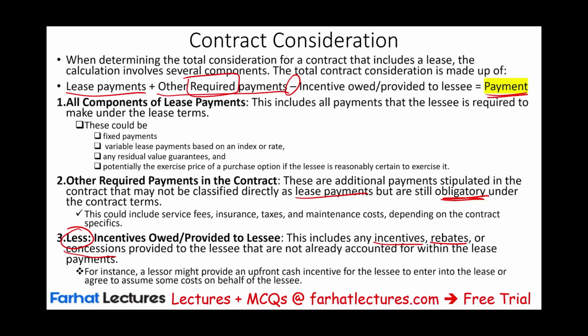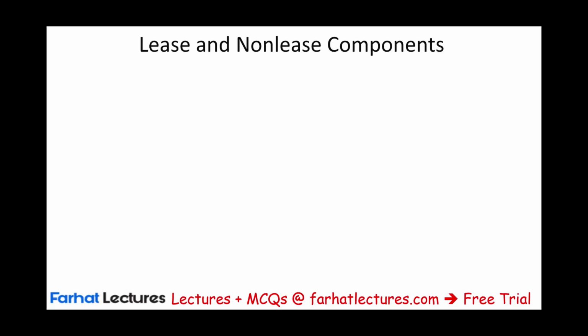For instance, a lessor might provide an upfront cash incentive for the lessee to enter into the lease or agree to assume some cost on behalf of the lessee. Those are negative. Let's go back to the lease and non-lease component.